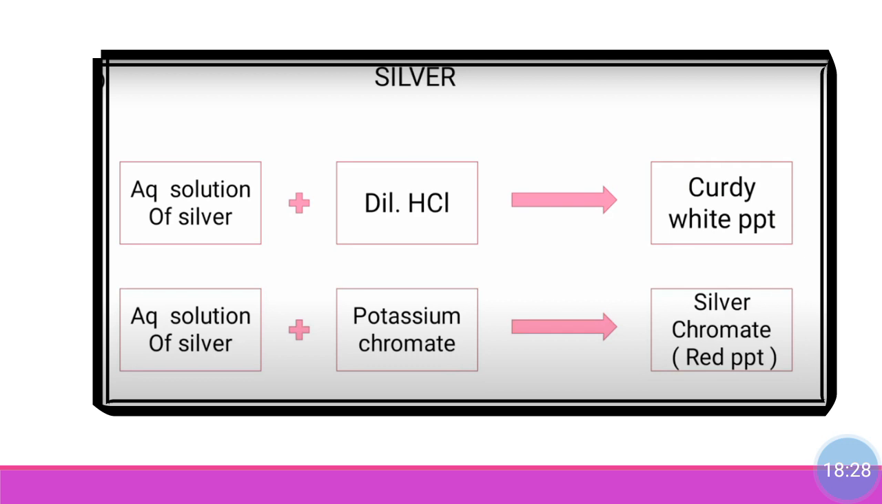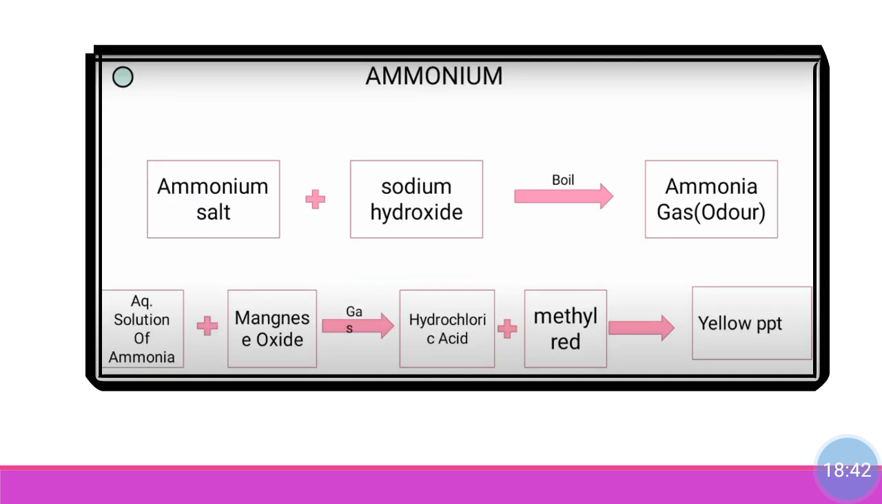So aqueous solution of silver, when it reacts with potassium chromate, then there will be a formation of a red precipitate of silver chromate. These are the two identification tests for silver.